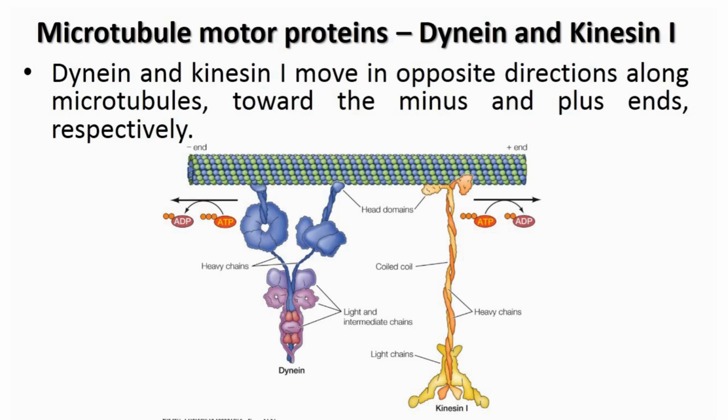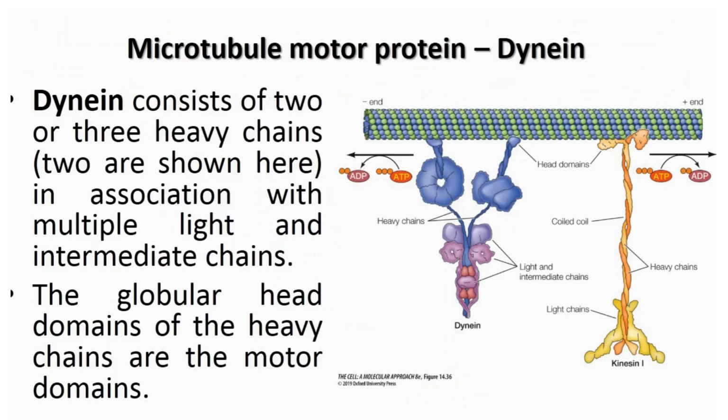So what's exactly the structure? First we will go with dynein. Dynein consists of 2 or 3 heavy chains. Here of course 2 are shown. These are the 2 heavy chains, and multiple light and intermediate chains, which you find here. The globular head domains of heavy chains are motor domains. So these are the heavy chains, you have the globular head, and those globular heads are the motor domains of dynein, which also leads to movement.